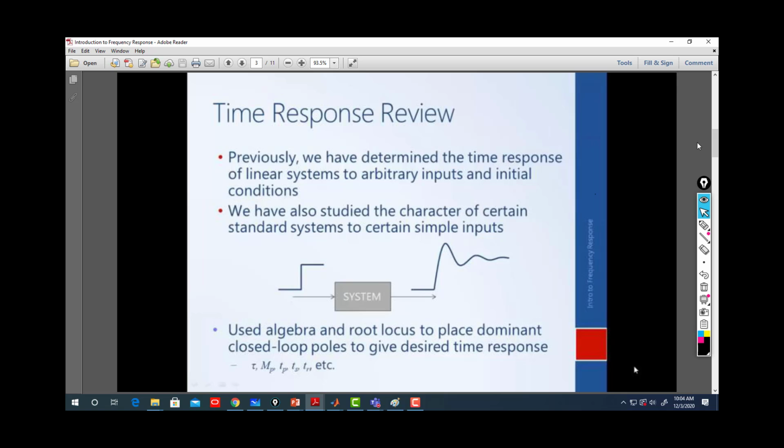But if your system has zeros or is a higher order, non-canonical system, then you need to retune your parameters a little bit by looking at the exact time response for your input, and check: did I really meet the requirement? So the gains that you find are a starting point.